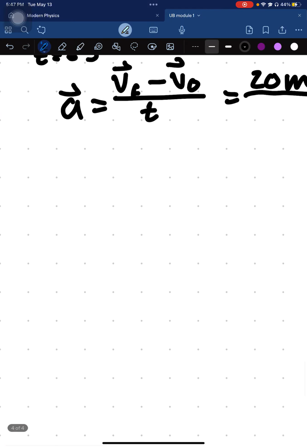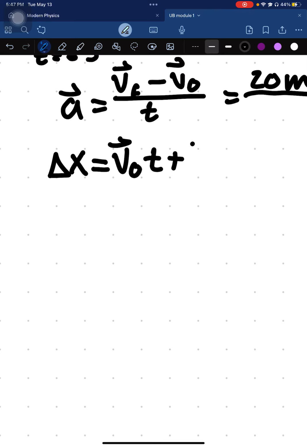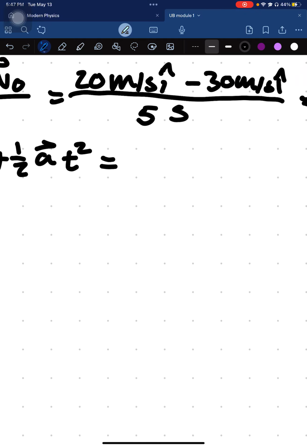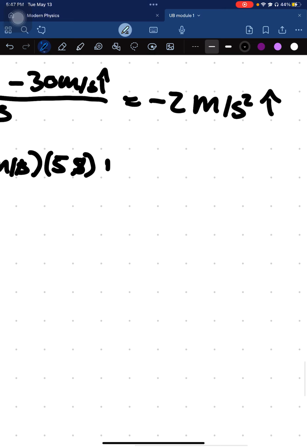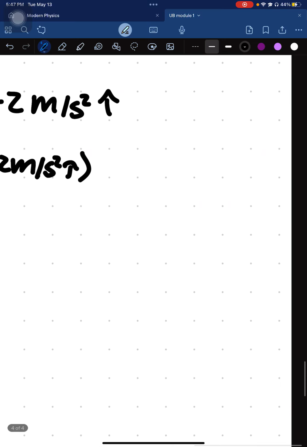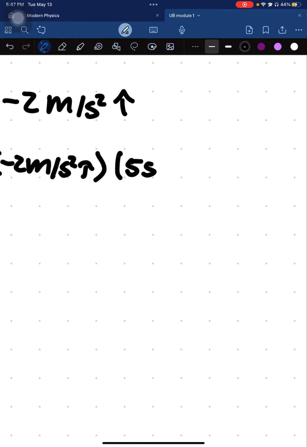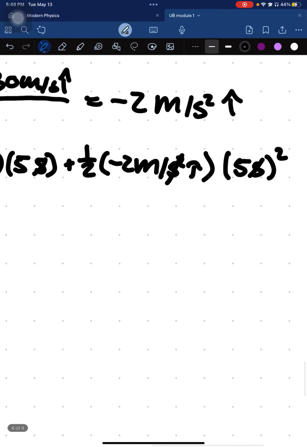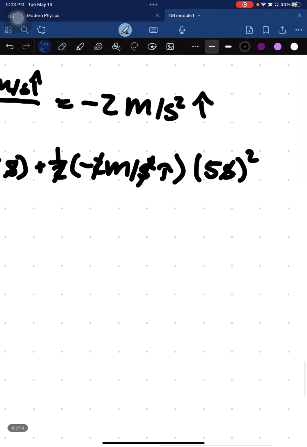Okay, and then delta x equals v naught t plus 1/2 a t squared equals, our v naught is not 0 this time, so we cannot cancel it out. 30 meters per second times 5 seconds, that's going to cancel out. Plus 1/2 times negative 2 meters per second squared I hat. This is also I hat. Times 5 seconds squared. This is going to be negative.